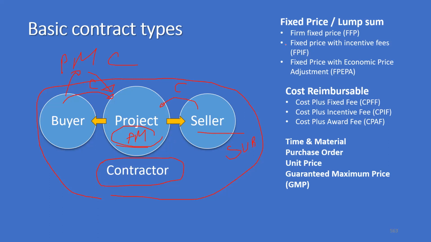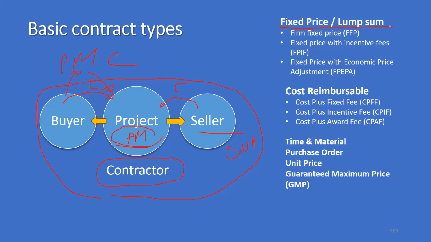Now, here are the basic types of contracts. The first type is fixed price or lump sum contracts. That means the buyer floats a request for proposals, you submit a proposal, and you get the project, and it's a fixed price contract. That means if you complete the work for less than the quoted price, then you will make a profit. Otherwise, the seller can make a loss.